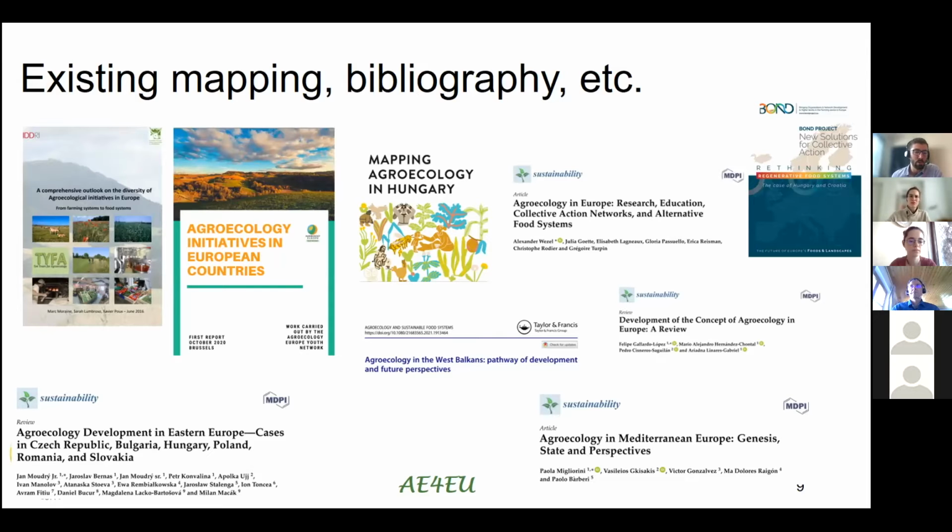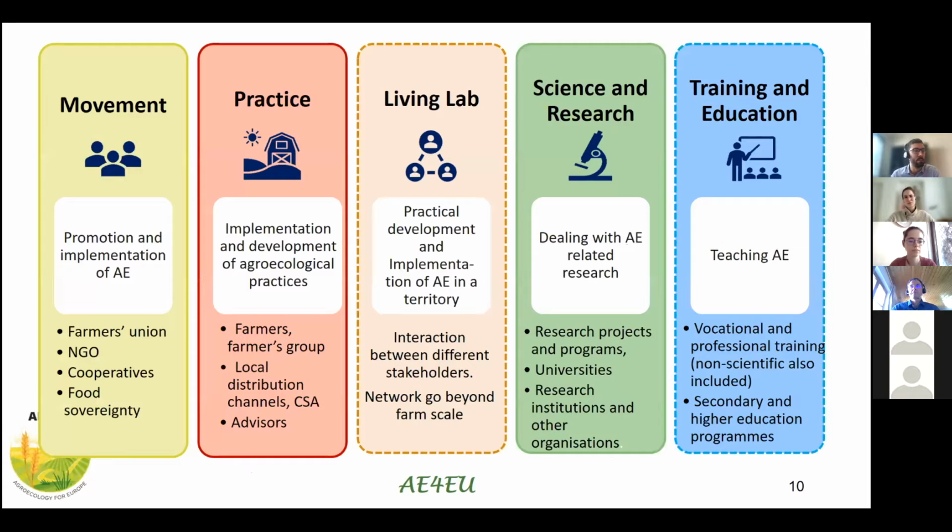So in our work, one of the things that you will see is that we use the three pillars of agroecology, so movement, practice, and science and research, to categorize the information that we collect and link to the context that Alexander was explaining, and link also to the fact, for instance, that many training and education initiatives were not always linked to science and research, which is why we added two complementary pillars: living lab, we'll come back to that, and also training and education.